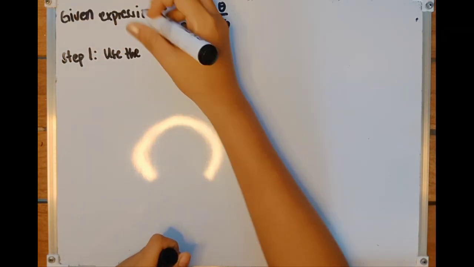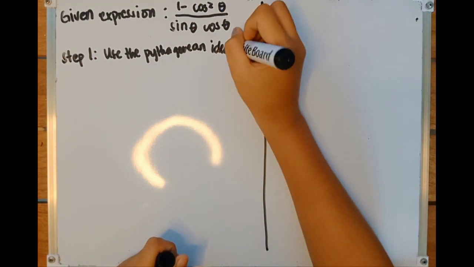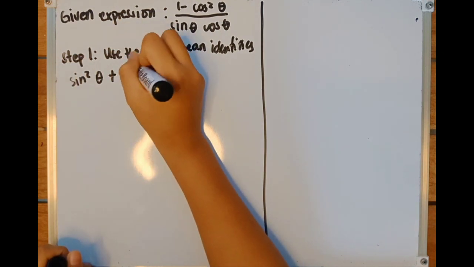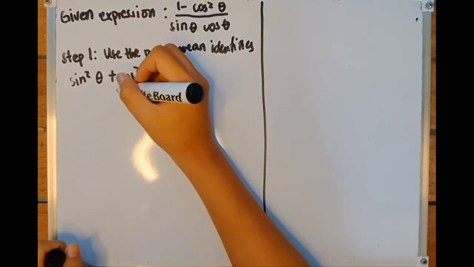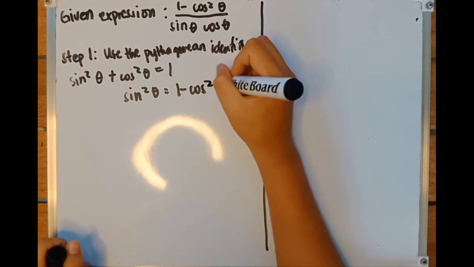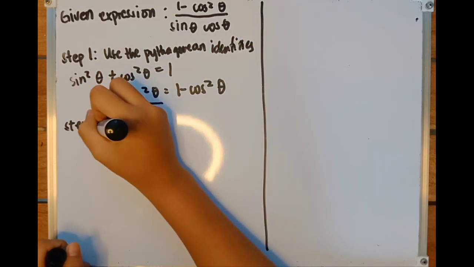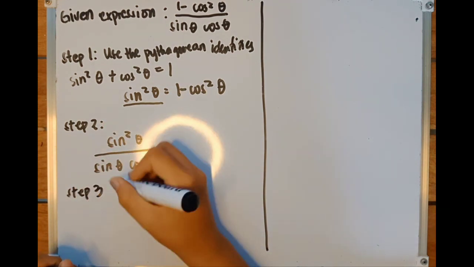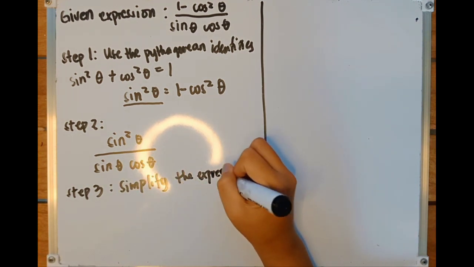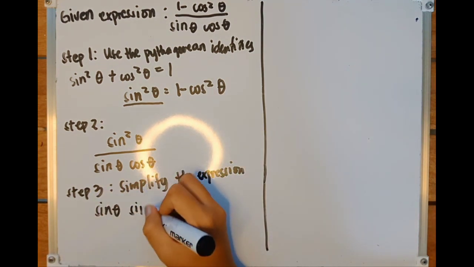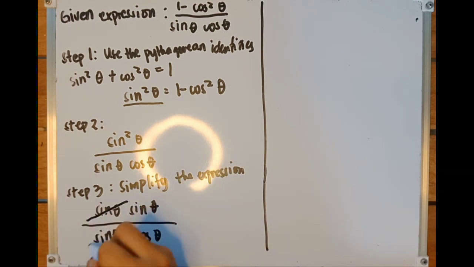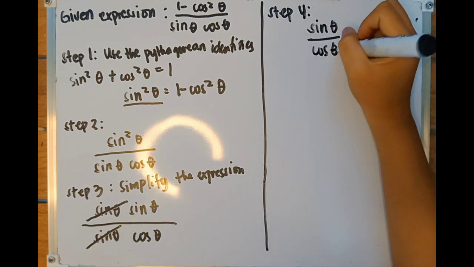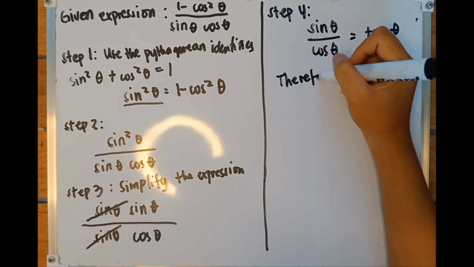Given the expression 1 minus cosine squared theta over sine theta cosine theta, step 1 is to use the Pythagorean identities. Sine squared theta plus cosine squared theta equals 1. As you can remember, we have corollary identities. So in step 2, 1 minus cosine squared theta is sine squared theta, over sine theta cosine theta. In step 3, simplify the expression. So in step 4, the remaining ratio, sine theta over cosine theta, has the quotient tan theta.